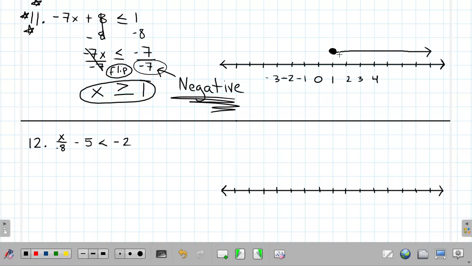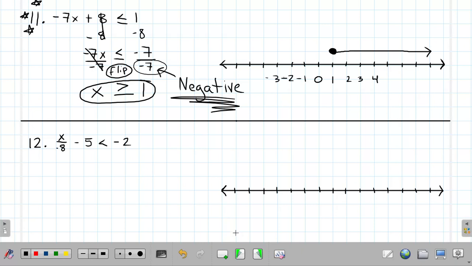But if we go to the other side and let's pick 2. Well, negative 7 times 2 is negative 14. Negative 14 plus 8 is negative 6. Negative 6 is less than or equal to 1. So that tells us that we did draw the arrow in the correct direction. But like I said, here we divided by a negative. We divided by negative 7. That means we flipped the inequality.